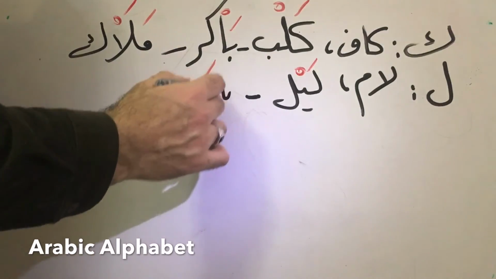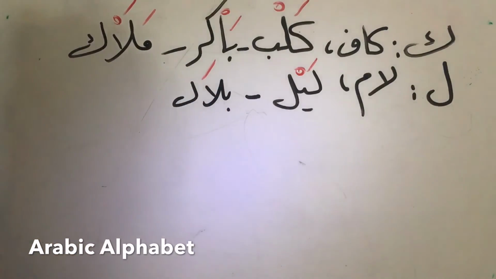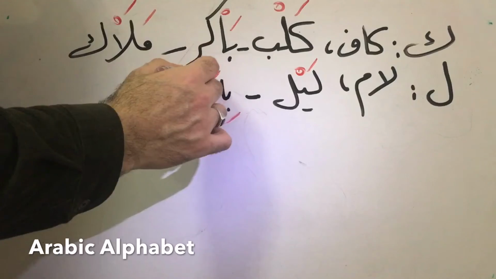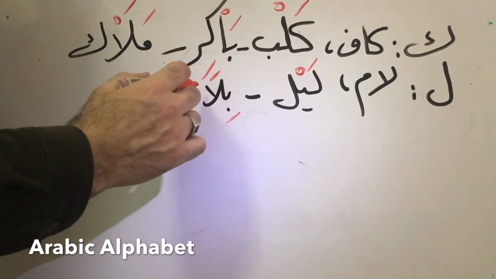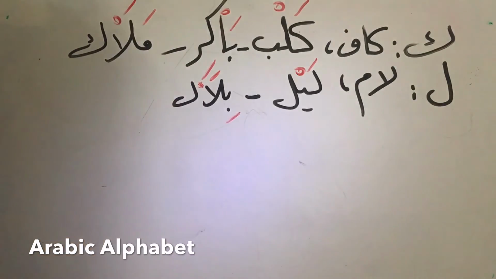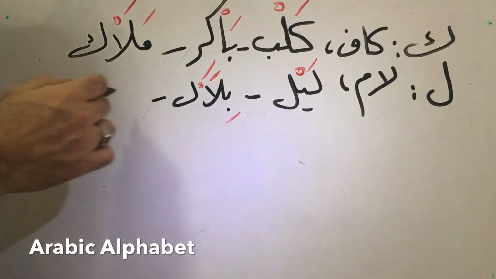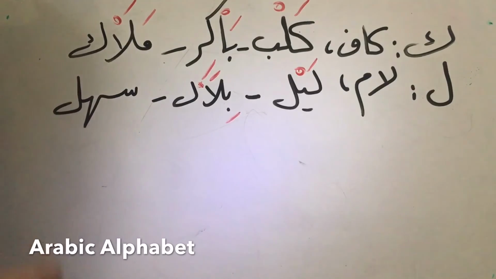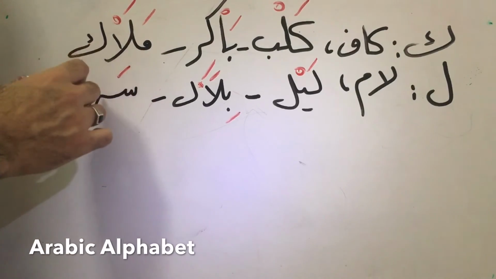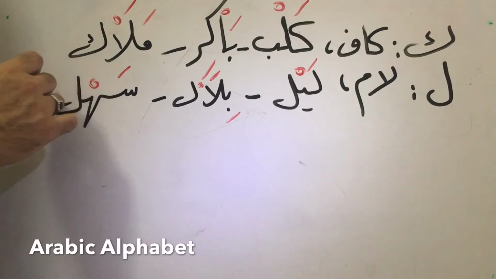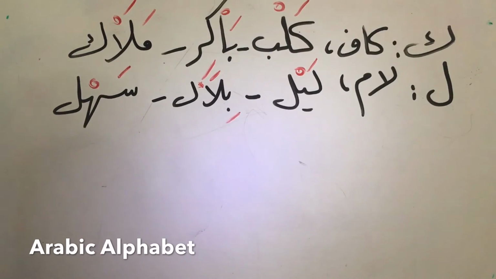In the middle, we have Bilal. Ba kasra, lam fatha, alif sukun. Bilal is a name of a man. At the end of the word, we have an example like Sahl. Sin fatha, ha sukun. Sahl means plain, or easy.